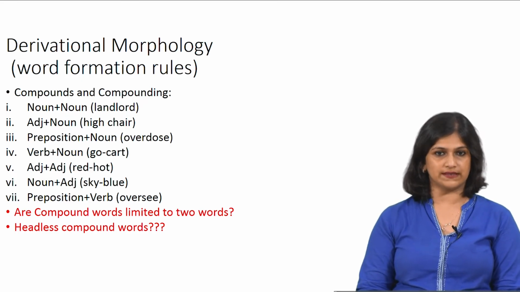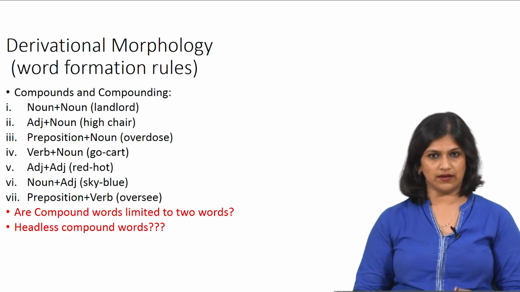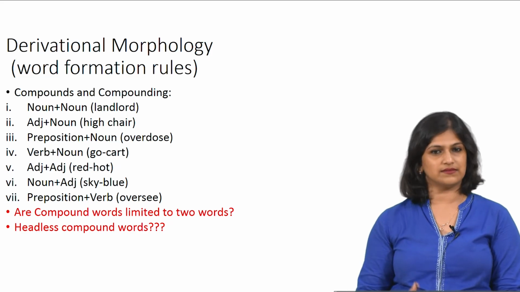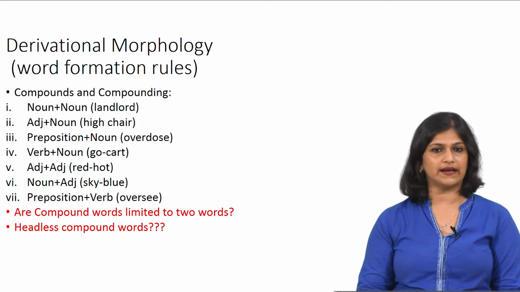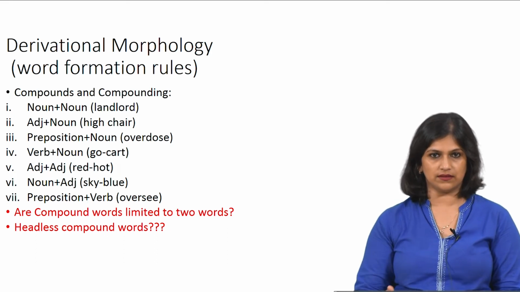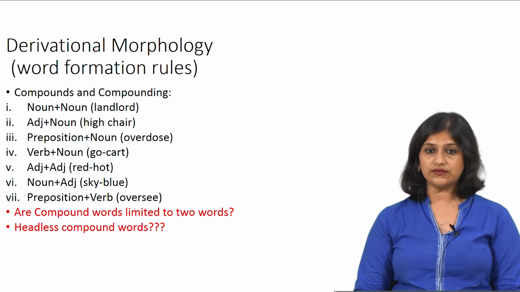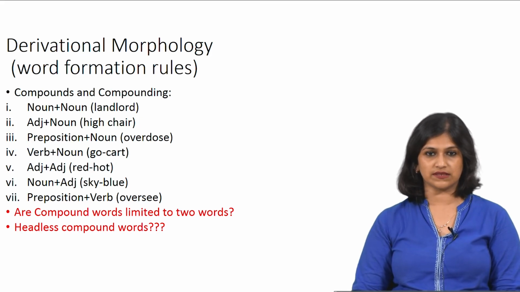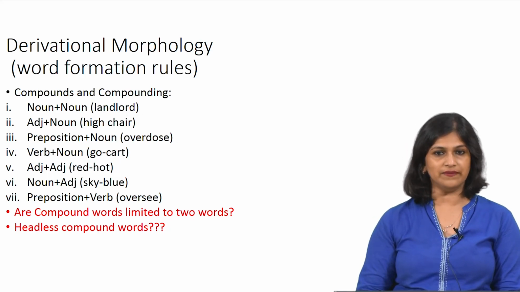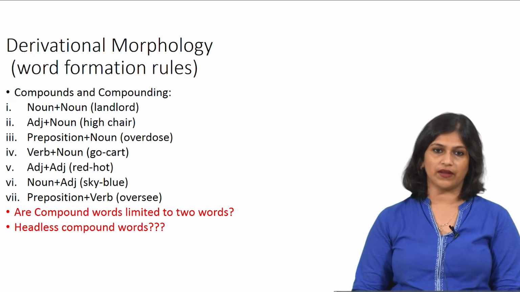Then we have verb plus noun. The example is go-kart. Go-karting is a kind of fun game that kids, and sometimes young adults, also play. So, in go-kart, go is the verb and kart is the noun. That is the fourth way of creation of compound words. Then you also have words like adjective plus adjective. Red hot means something which is extremely attractive, very nice, beautiful. In this case, red is also an adjective, hot is also an adjective. So, together they are creating a compound word.